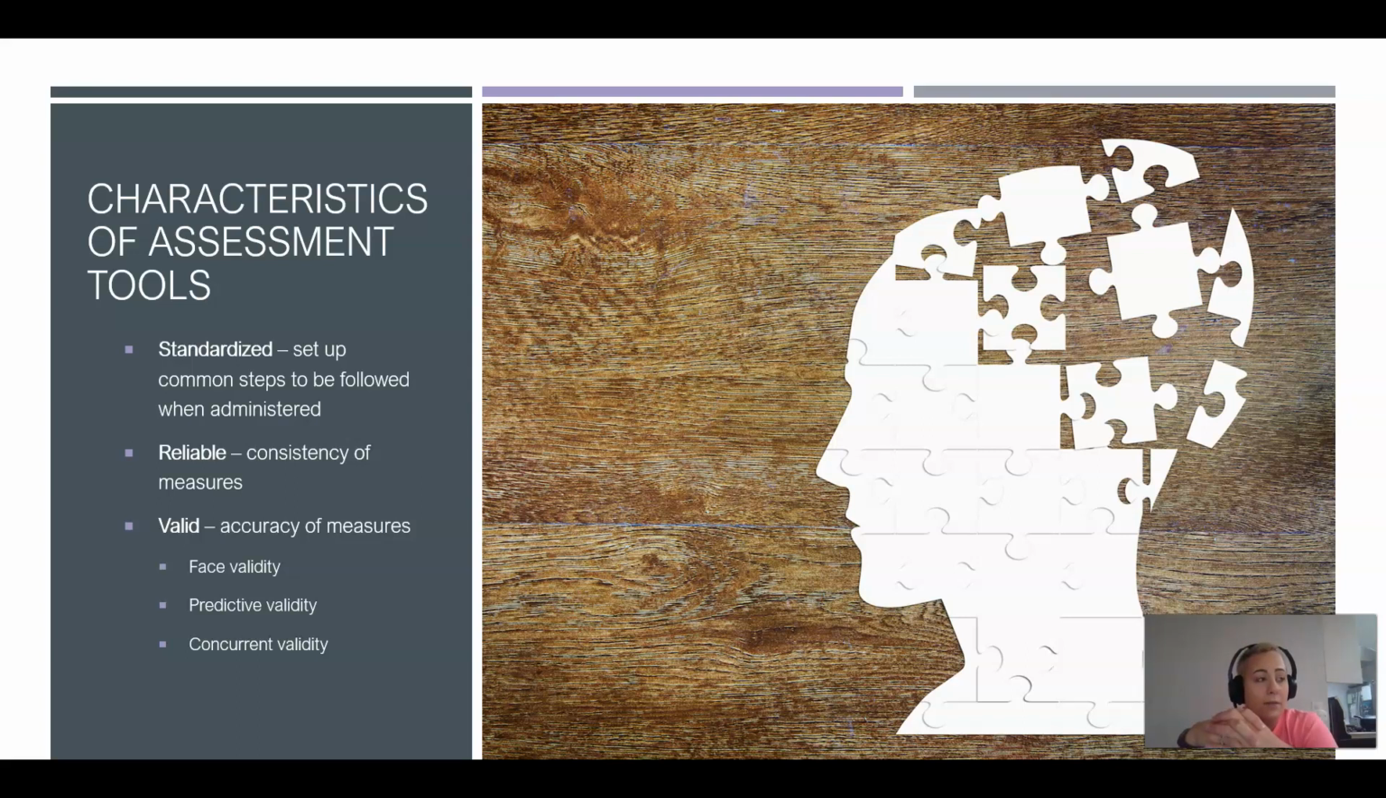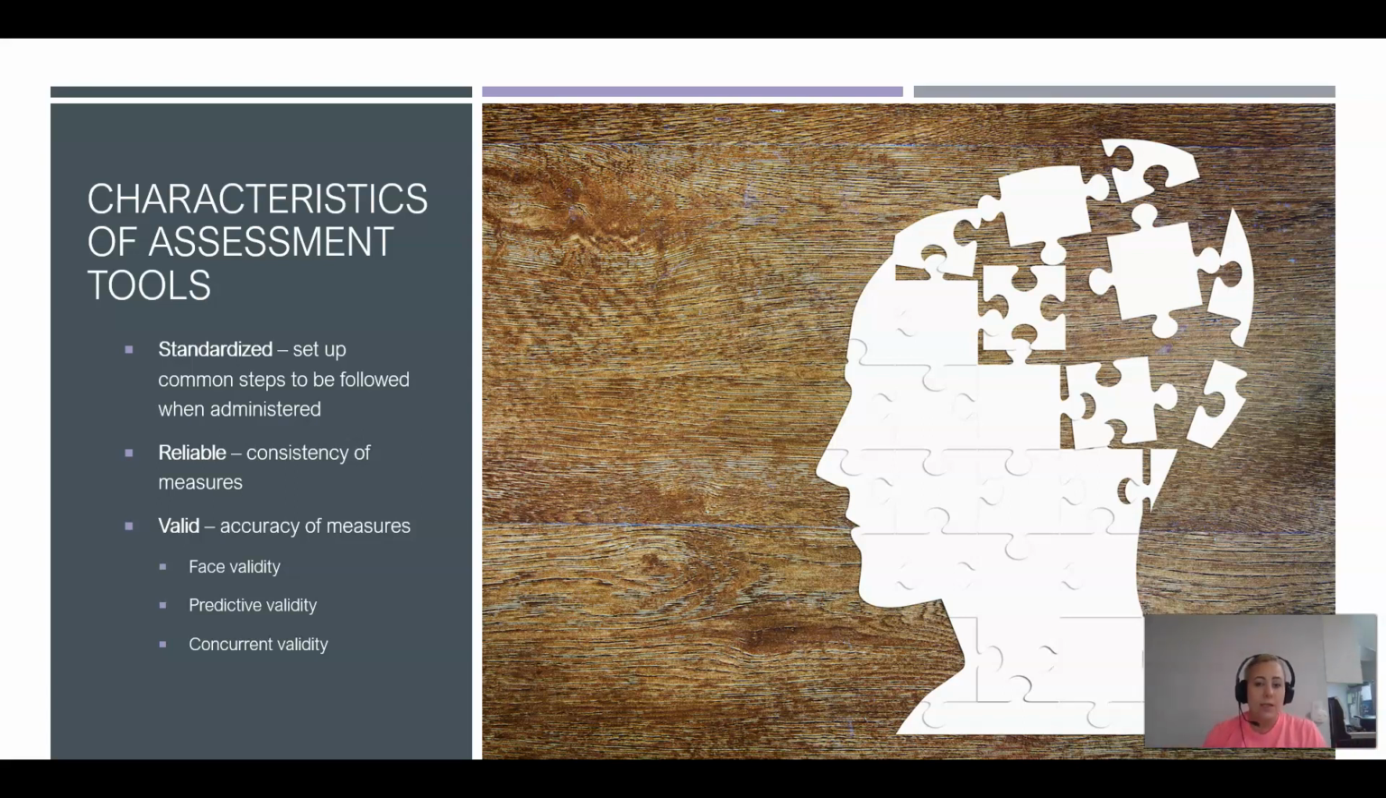It also has reliability. If you step on the scale and it says 140, we're going to hope that if you step on it 2 minutes later, it says around 140, because if it says 250 the next time, that's not a very reliable measure. Your scores should be somewhat similar, and it should be measuring what you are seeking to measure.